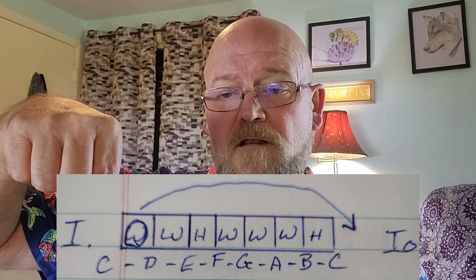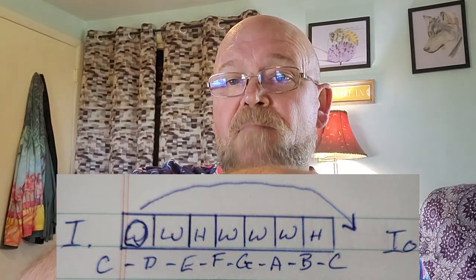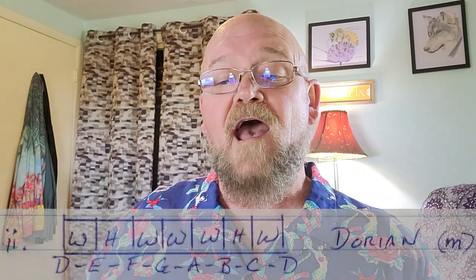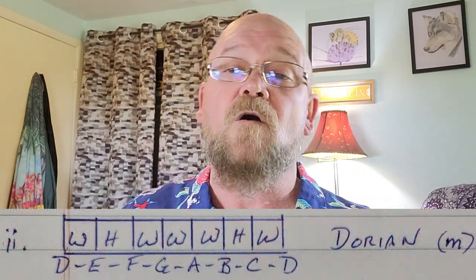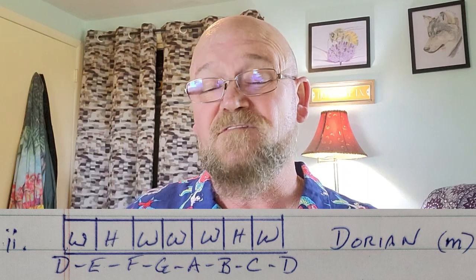And then what I want you to do is to take that whole and move it to the back of the line, so that it now becomes whole, half, whole, whole, half, whole. And what you've done there is created the Dorian mode.